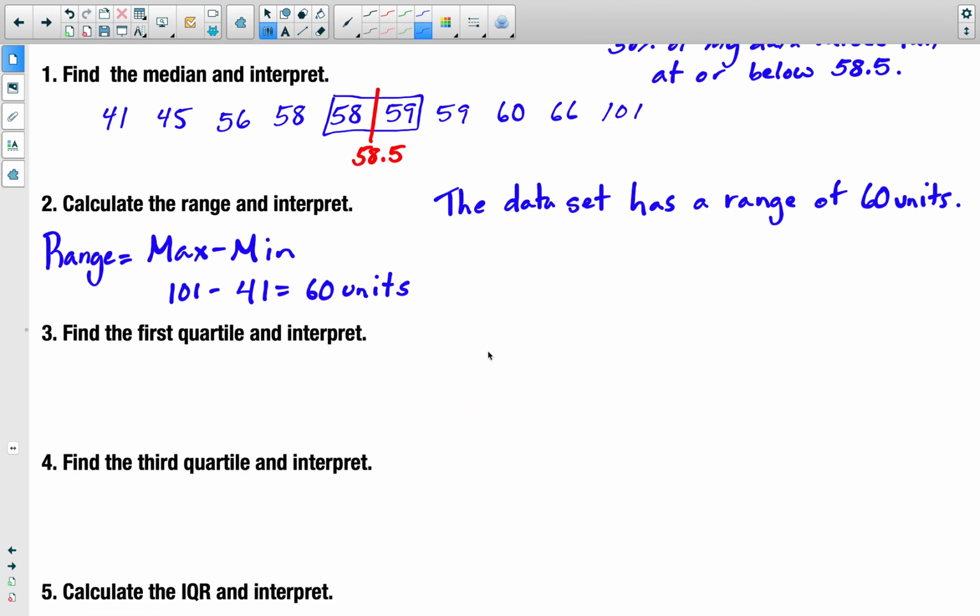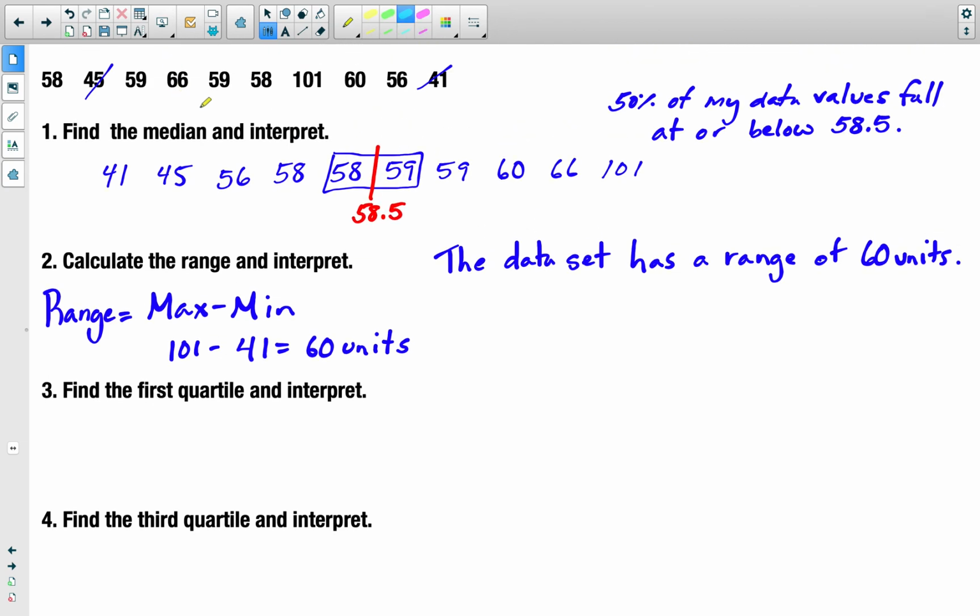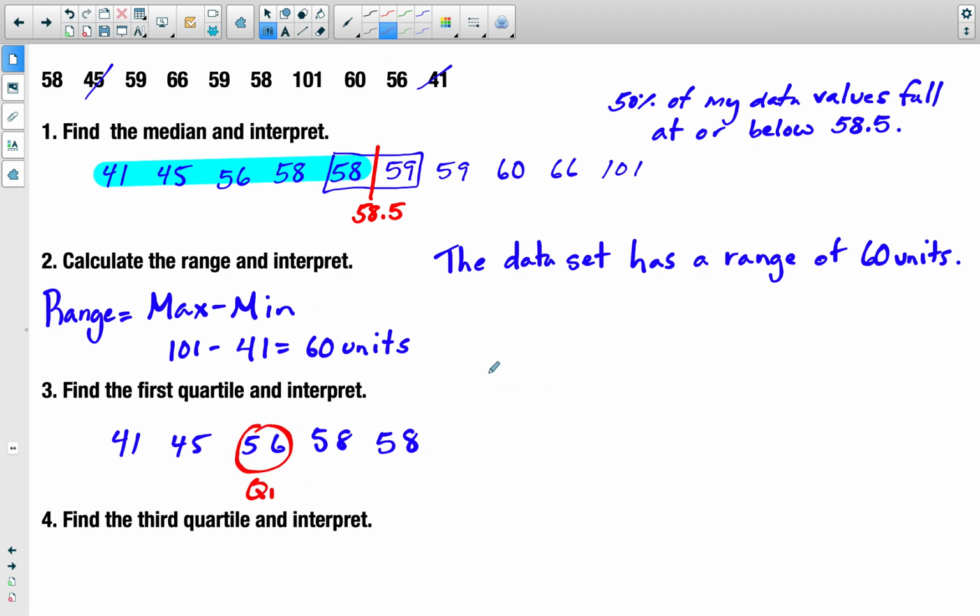All right, let's find the first quartile and interpret it. Well, ultimately, all you're really doing is finding the median 3 times. So I'm going to go ahead and highlight the first half of my data set in blue. Okay, and now I'm going to find the median of the first half of my data set. That will be my first quartile. Since it's an odd number, I'm just going to circle my middle value. That's my Q1.